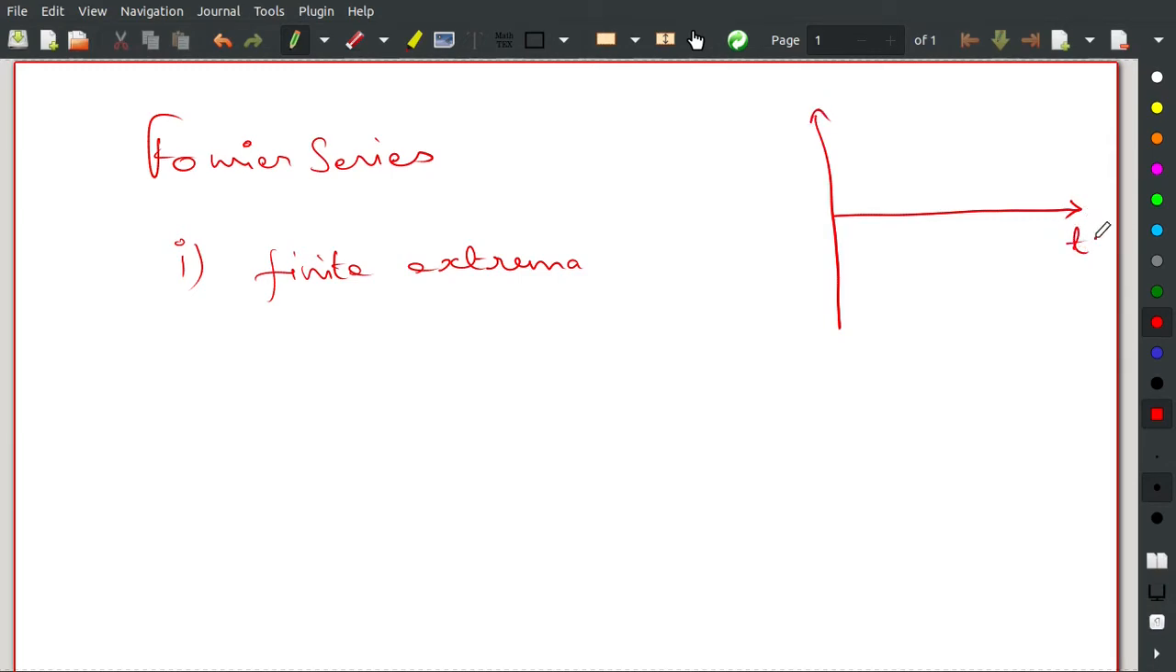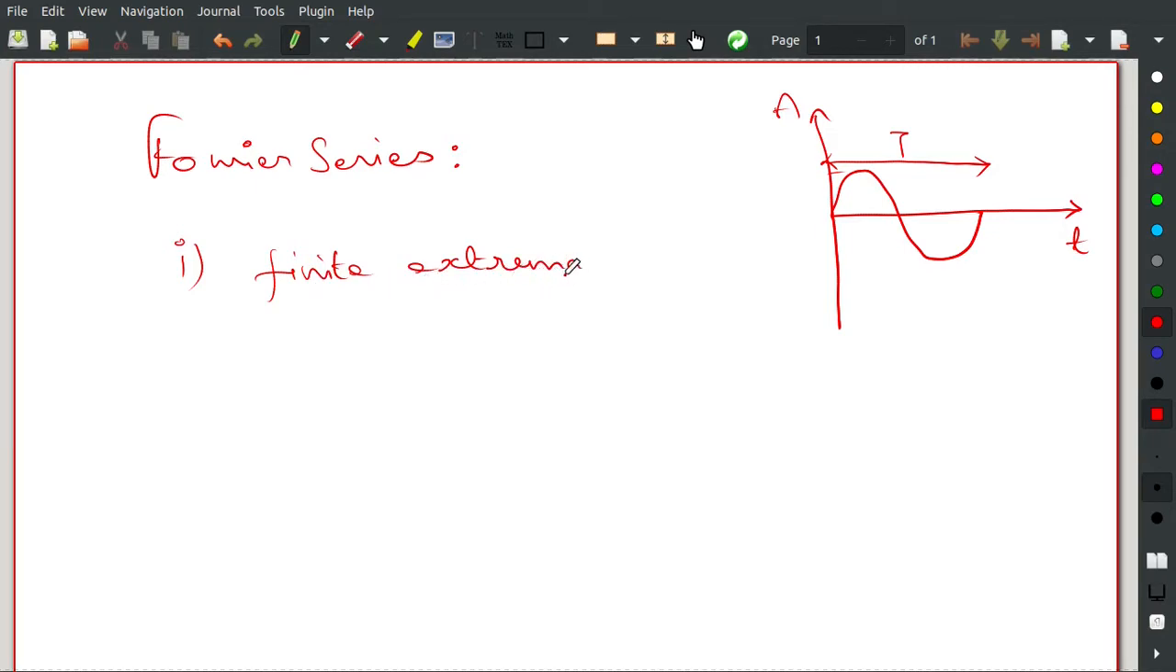So if this x-axis is the time axis and this is the amplitude, then any function which repeats itself after a particular interval of time, this is the time period of the function and this is the amplitude. Any function of this kind can be represented by a Fourier series, provided it obeys the following conditions.